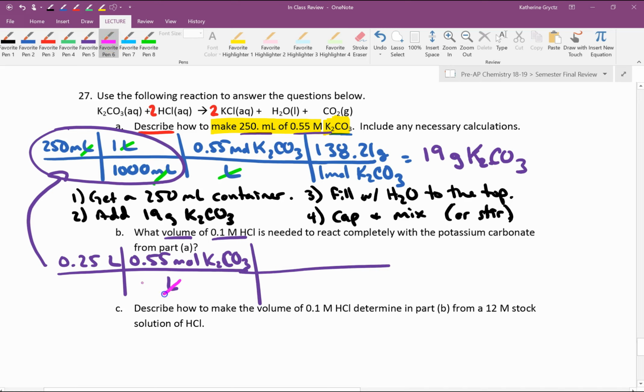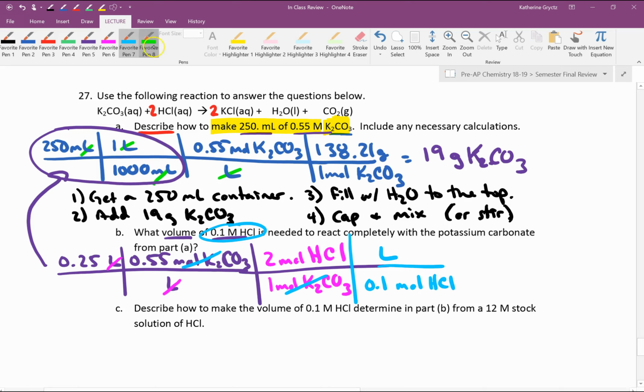So my problem here is I've got moles of K2CO3 and I need HCl. So that's what this reaction up here is for. We're going to convert, and so I'm going to use the coefficients. 1 mole of K2CO3, 2 moles of HCl. And now that I'm in moles of HCl, I can use this molarity. So that 0.1 is really 0.1 moles per liter. So I'm going to put 0.1 moles per liter. And that's going to get us the volume. Okay, so 0.25 times 0.55 times 2 divided by 0.1. So you get 2.75 liters of the HCl.